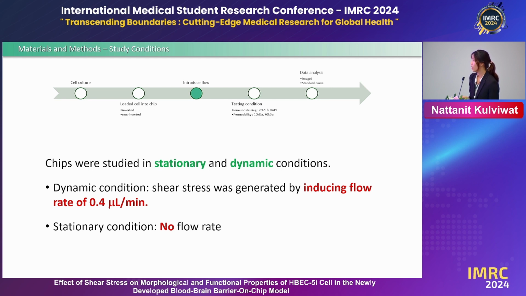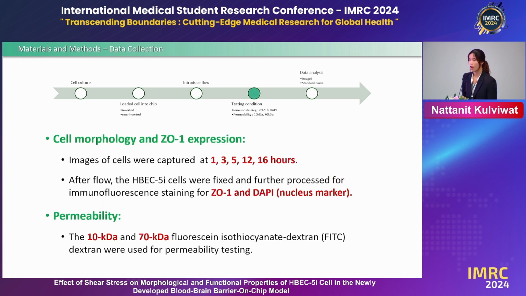In the dynamic condition, we will generate shear stress by inducing a flow rate of 0.4 microliter per minute using a syringe pump, and the static condition will have no flow. After we flow the cells for 1, 3, 5, 12, and 16 hours, the images will be captured. And then after that, we will proceed to immunofluorescence staining for ZO-1 and DAPI as a nuclear marker.